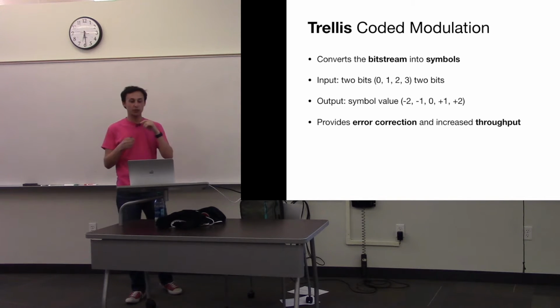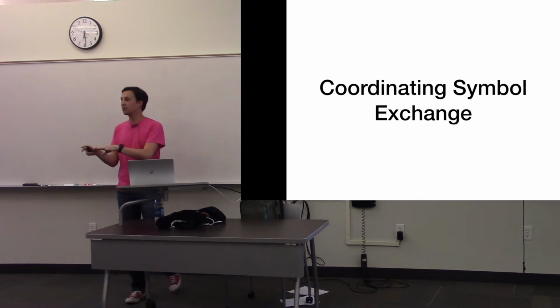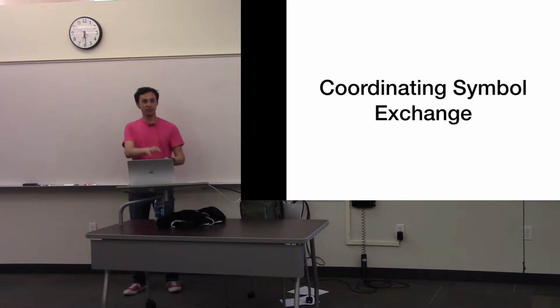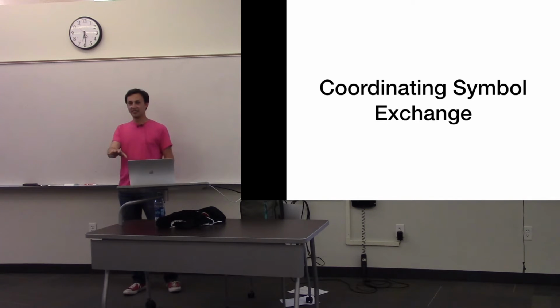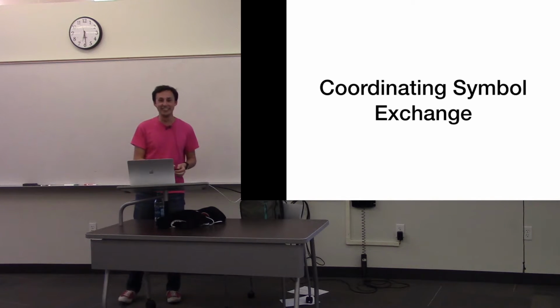Next up, though, how do we coordinate sending symbols between? Oh, first off, do we have any questions so far? At least questions I can answer, because I don't know how Trellis-coded modulation works.